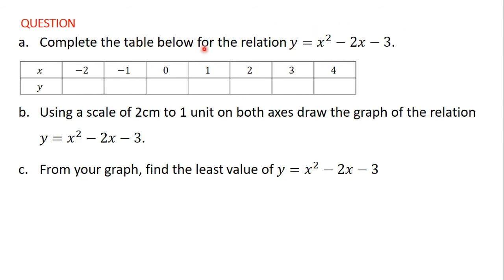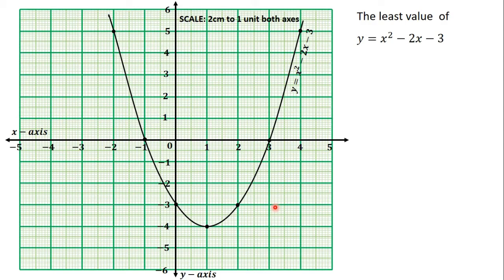We have been asked to complete this table for the relation y is equal to x squared minus 2x minus 3. Then we will use the points in the table to draw the graph of the relation y is equal to x squared minus 2x minus 3. After that, we will use the graph to find the least value of y is equal to x squared minus 2x minus 3. The least value is also the same as the minimum value. So let's go to our graph sheet.